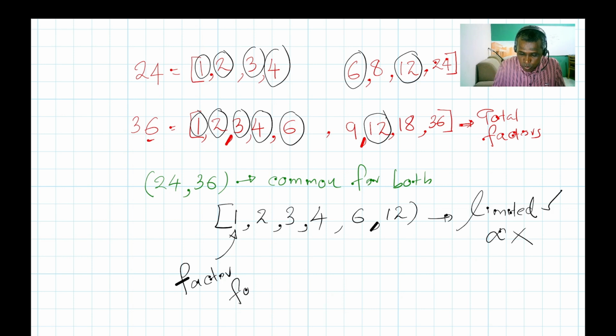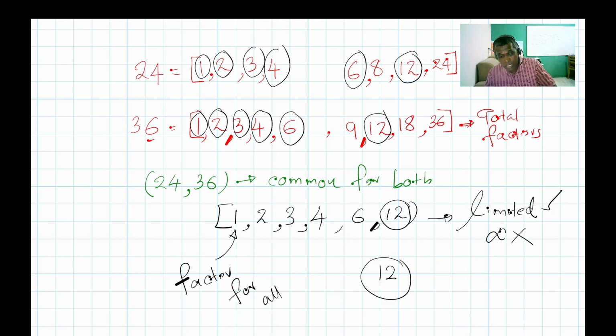Factor for all. But there is a highest value for that one. This is the highest factor for 24 and 36. What's that one? That is 12. There must be a special name for that one. We don't have a minimum value; the minimum value is always 1. But the maximum value is different from number to number. If you take another number, it may be different. Here we got the maximum value.